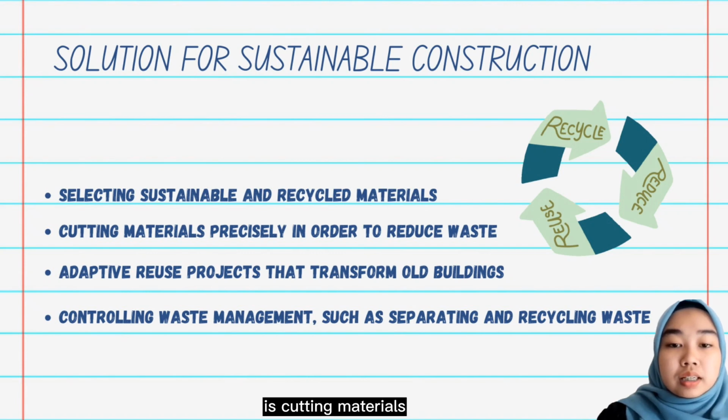The second method is cutting materials precisely in order to reduce waste. The constructor must purchase and measure materials correctly and accurately. If they want to cut wood, they must first measure using a measuring tape before doing the wood cutting process. Encourage cutting wood accurately so that there is no waste of wood.